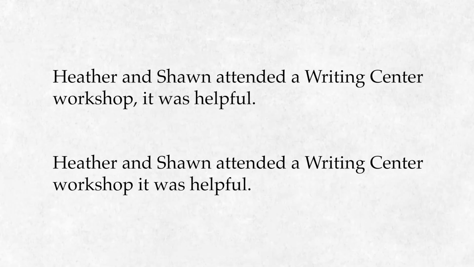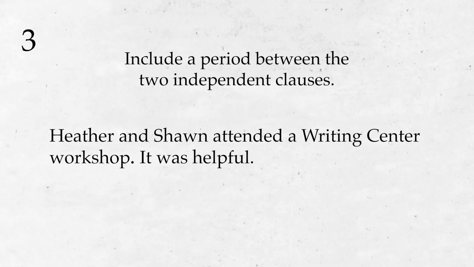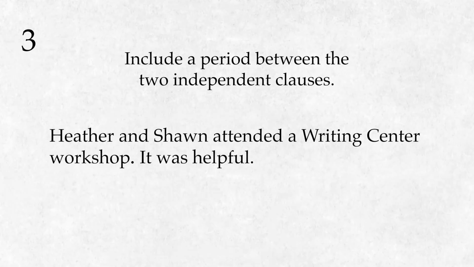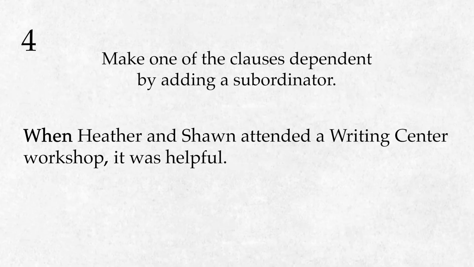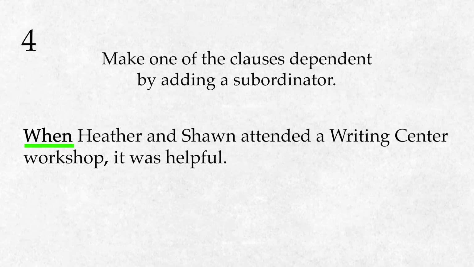2. Include a semicolon between the 2 independent clauses. Heather and Sean attended a writing center workshop; it was helpful. 3. Include a period between the 2 independent clauses. Heather and Sean attended a writing center workshop. It was helpful. 4. Make one of the clauses dependent by adding a subordinator. When Heather and Sean attended a writing center workshop, it was helpful. We added the subordinator when before the first independent clause.